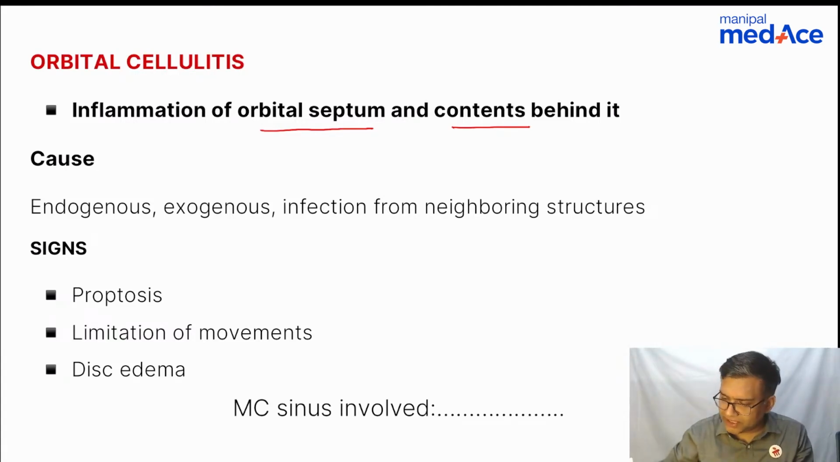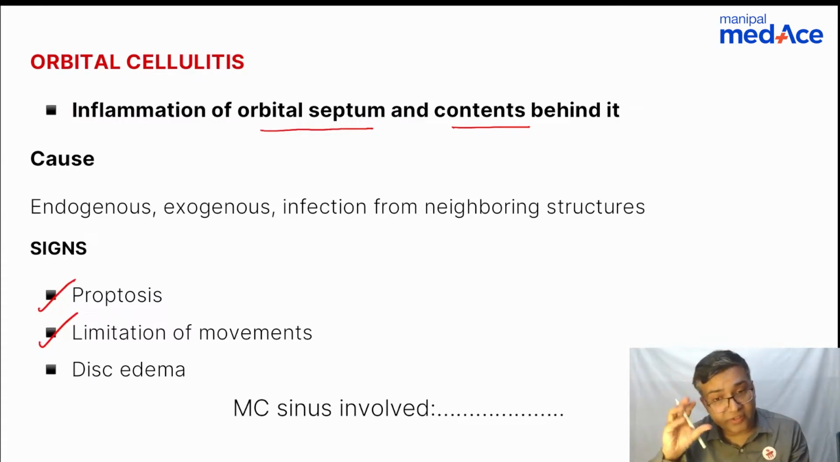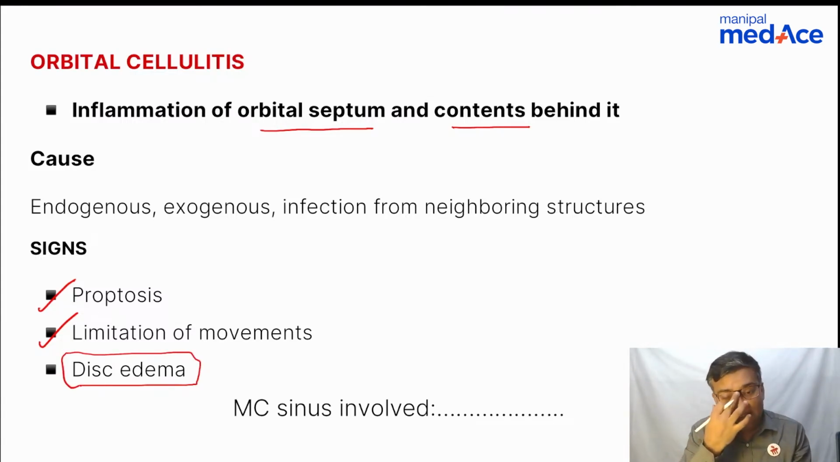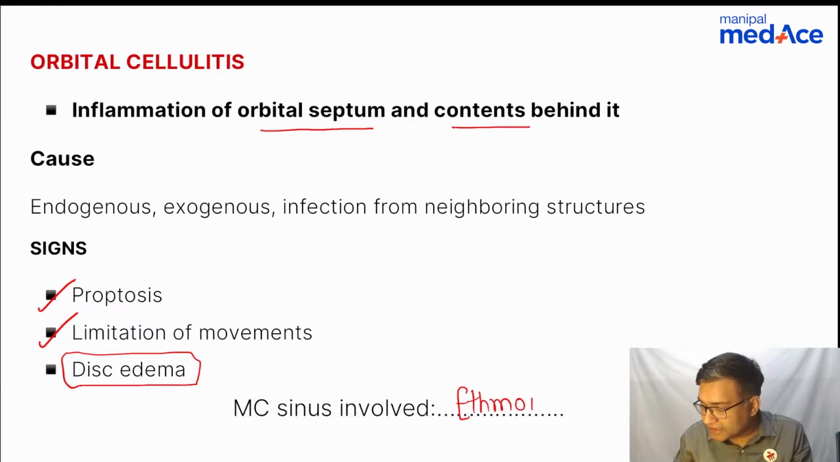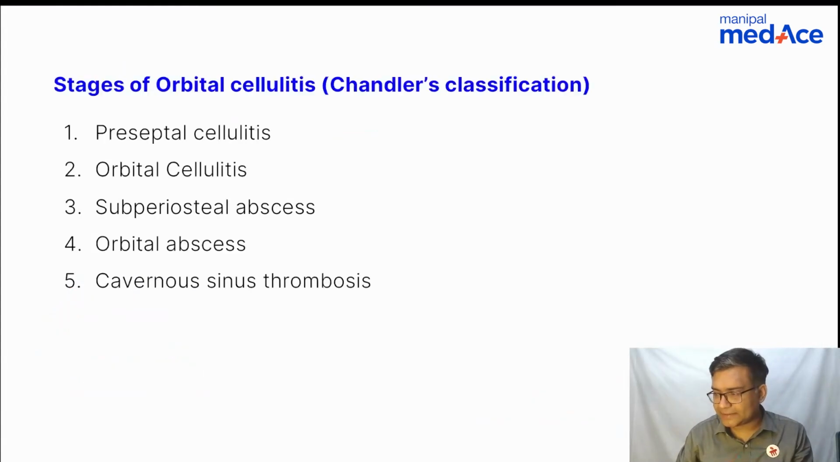As I told you, the patient presents with proptosis, there is a limitation of movement, and in the later stages when there is a lot of compression, there can be disc edema as well. The most common sinus that is involved, as you are seeing in the picture, is always the ethmoidal sinuses. So these are a few important points you should remember regarding the presentation of orbital cellulitis.